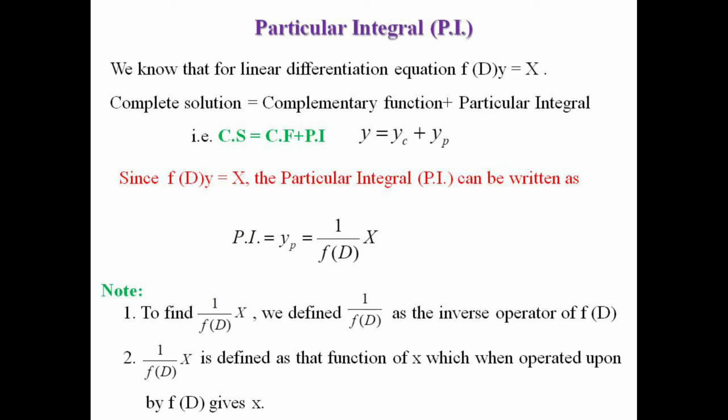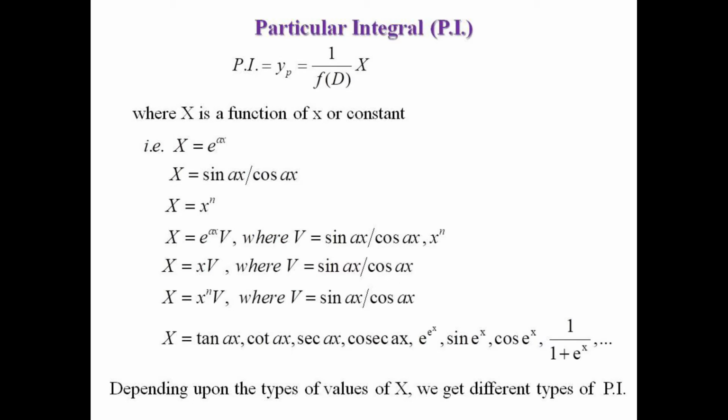To find 1 upon f of D into X, we define 1 upon f of D as the inverse operator of f of D, and 1 upon f of D into X is defined as that function of x which when operated upon by f of D gives X. Now we know that the particular integral is equal to 1 upon f of D into X. Here the value of capital X is a function of small x, or sometimes it may be a constant. Then the question arises: what is the meaning of function of small x?